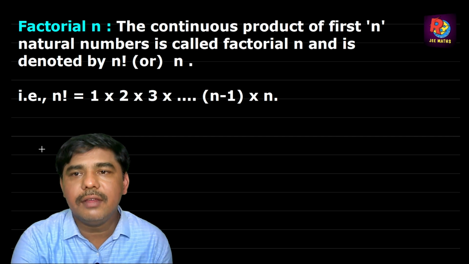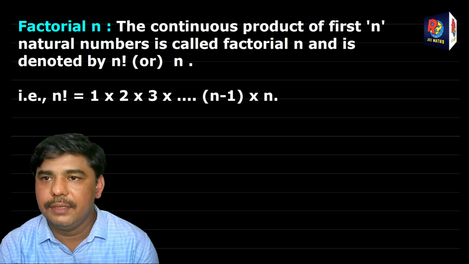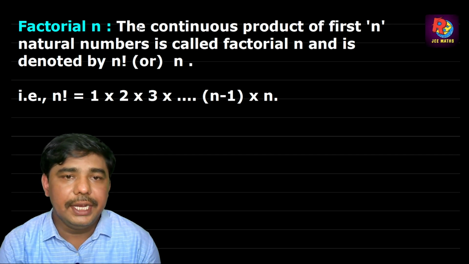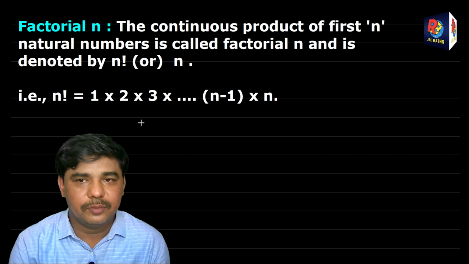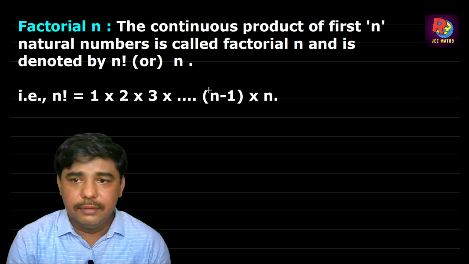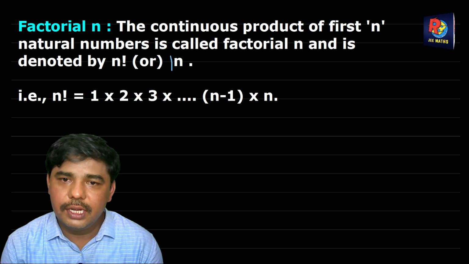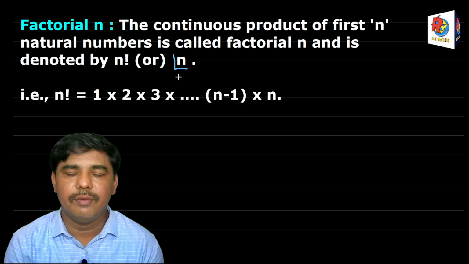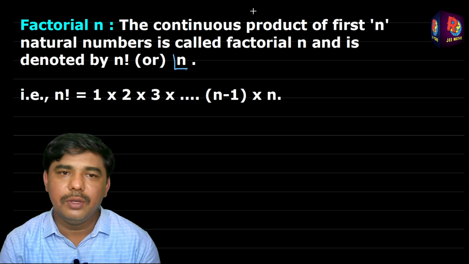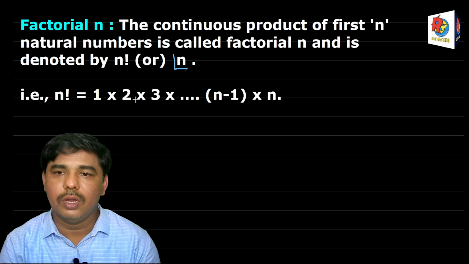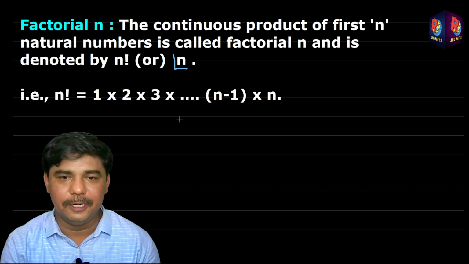Here, factorial n means the continuous product of the first n natural numbers is called the factorial n. It is denoted by n factorial like this, or sometimes we can write it like this also. This is also n factorial. So n factorial means 1 into 2 into 3 into 4, the continuous product of the first n natural numbers up to n terms. This is called n factorial.